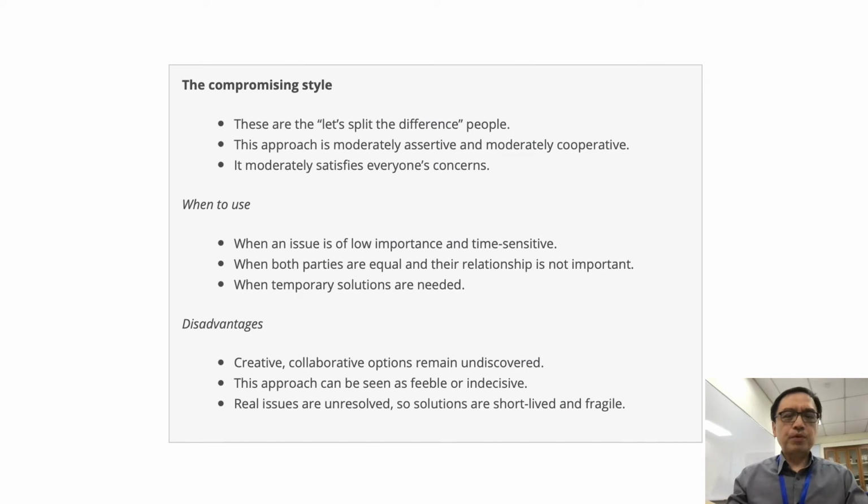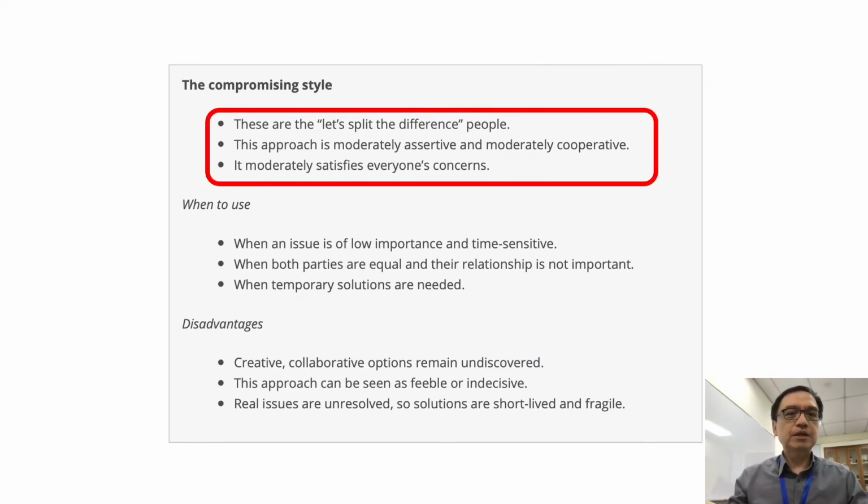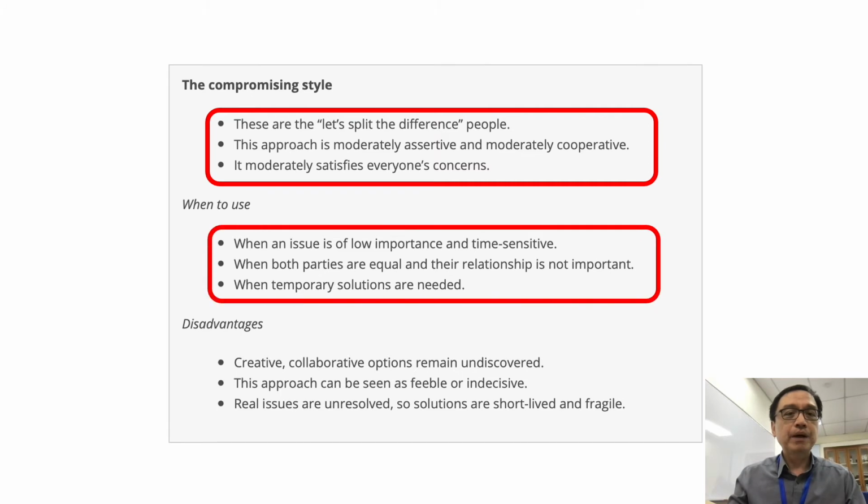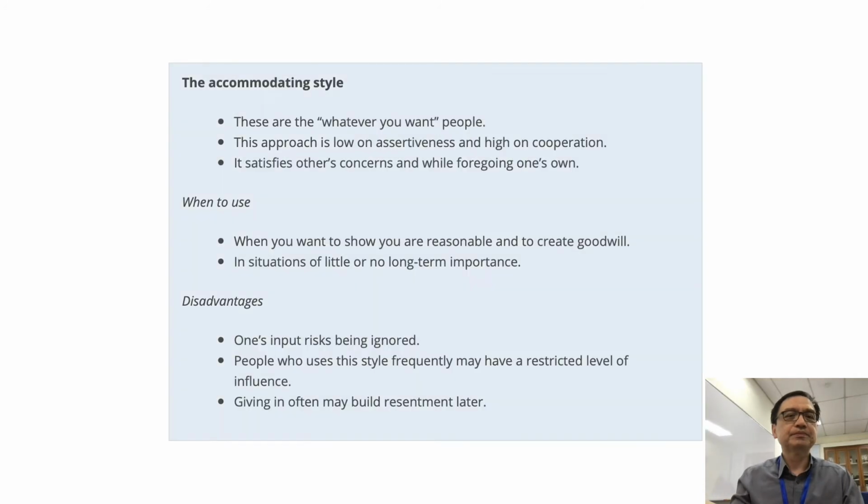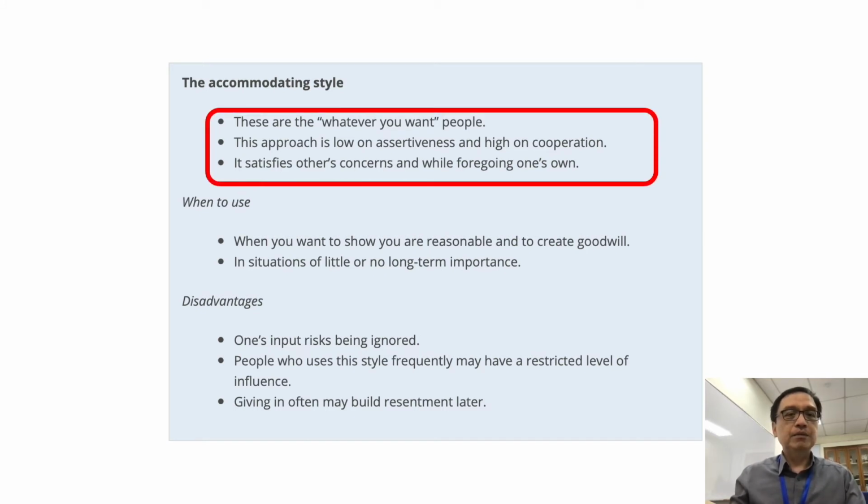Then the compromising style, we say just split the difference. Just cut it in half and get it settled. Not ideal as well, but of course it could be used in certain situations when the stakes are low and the issue is of low importance. Then the fourth style described is the accommodating style. Whatever you want, just accommodate whatever need that people want. Of course, this is not ideal as well.